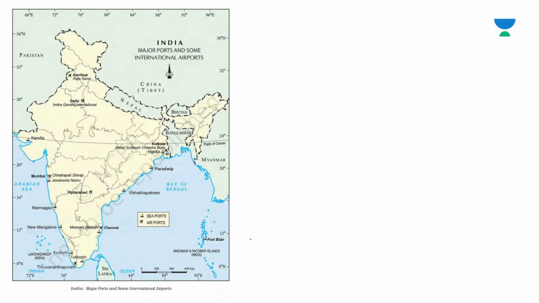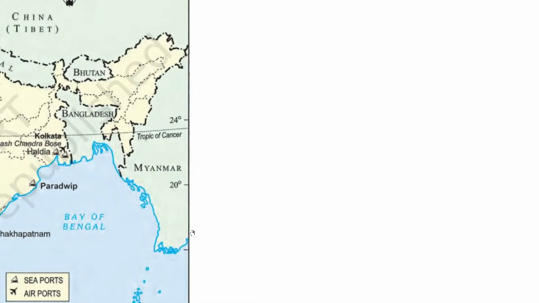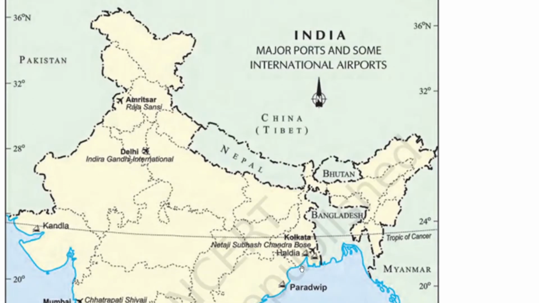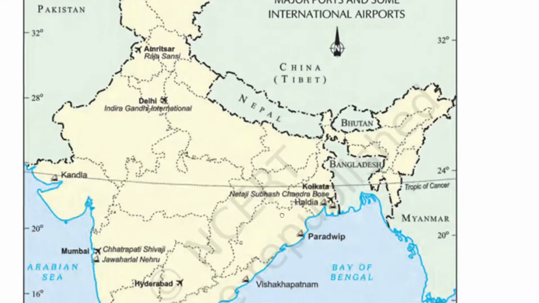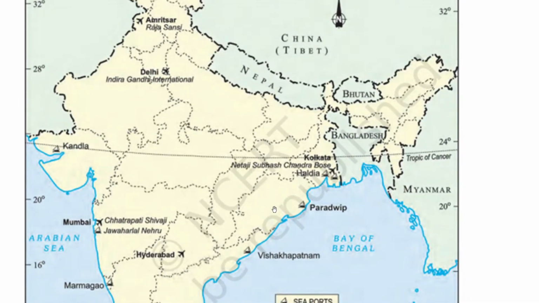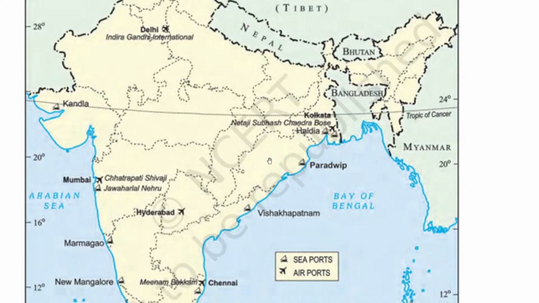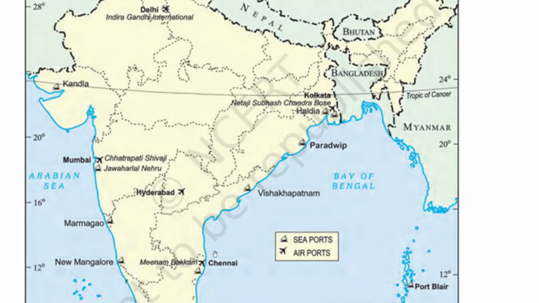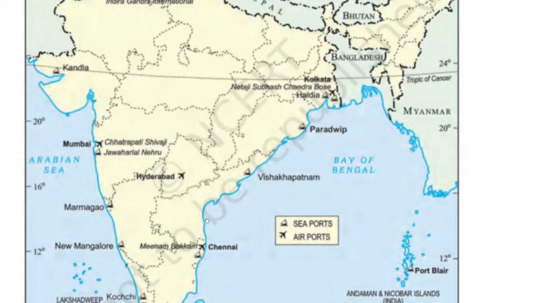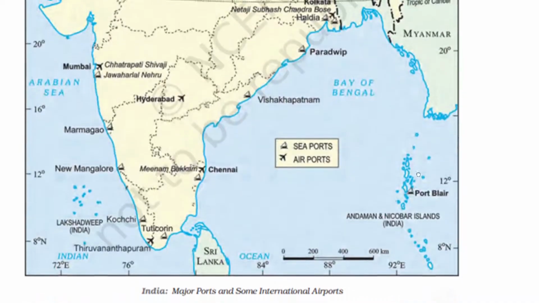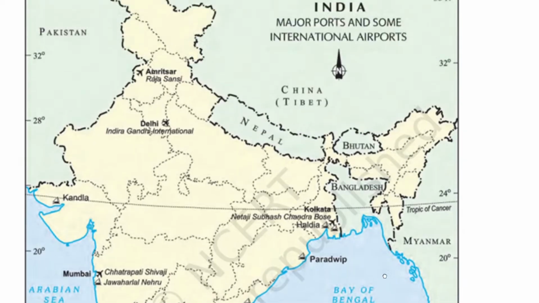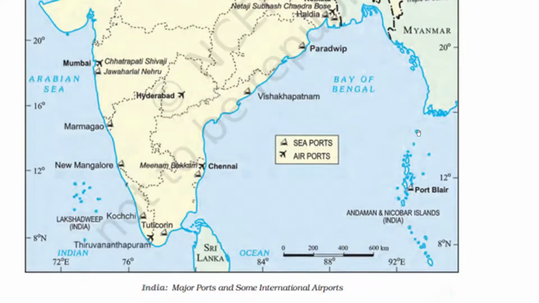Now see, the major ports and some international airports are given in the map. See the Indira Gandhi International Airport, Delhi, then Kandla Port, Mumbai Airport, and JNPT, Jawaharlal Nehru Port Trust, then Hyderabad Airport. So, seaports and airports are shown in the map.